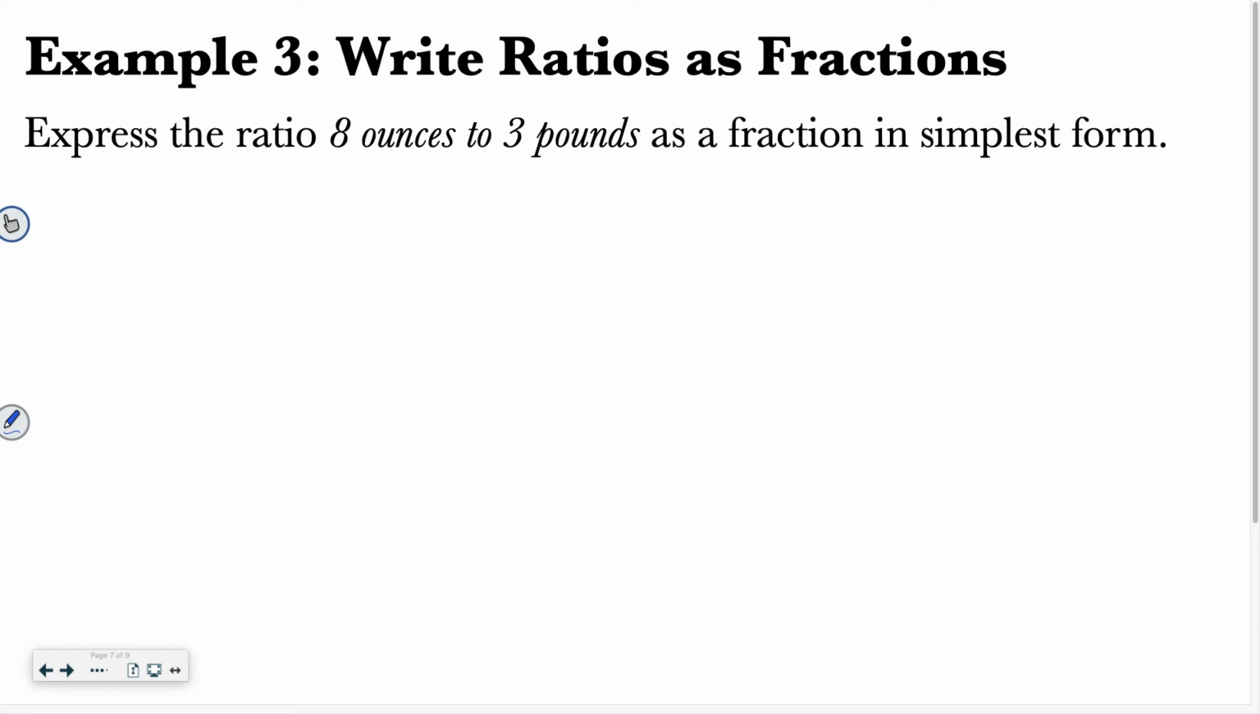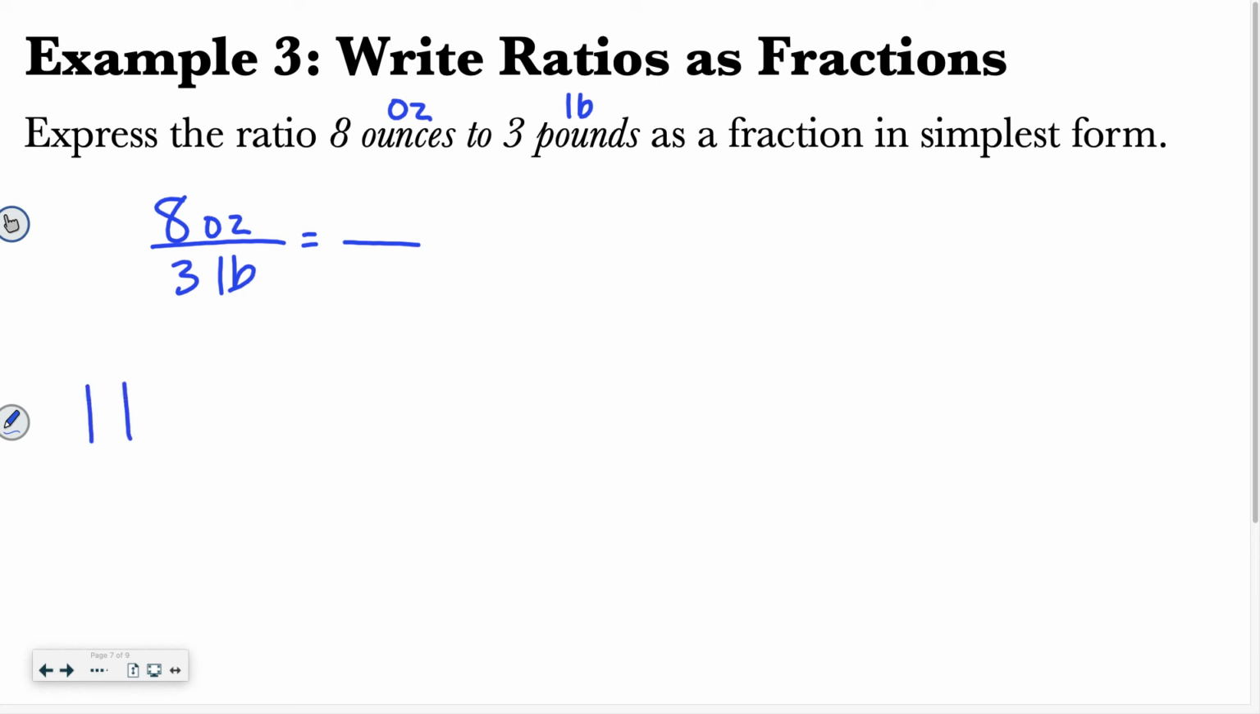All right, our last example for today is write ratios as fractions. Express the ratio 8 ounces to 3 pounds as a fraction in simplest form. So first of all, the abbreviations for both of those: ounces turns into OZ, and then pounds turns into LB. And in order to express this in simplest form, we first want to convert and make them so they're both in the same unit. So I'm going to convert to whatever my top unit is. So if I have ounces on top, I'm going to convert the pounds on the bottom to ounces.